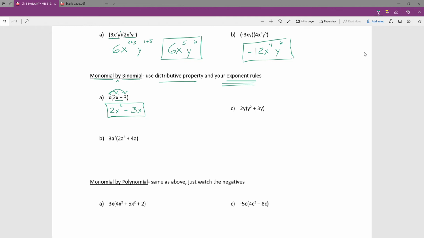So b, I would have 3a squared times 2a cubed, so that gives me a 6a to the 5 because I'm adding those exponents. Go ahead and show the step if you like. Then I take the 3a squared and multiply it by the second term in that binomial. So I get a positive 12a cubed. The last one here, I have a 2y as my monomial, and I'm going to multiply it by this binomial that's in the brackets. My first term would give me a 2y cubed. And the second part of the distribution would give me a positive 6y squared.